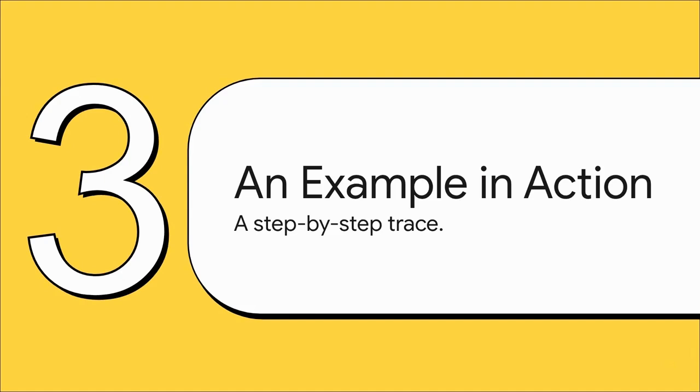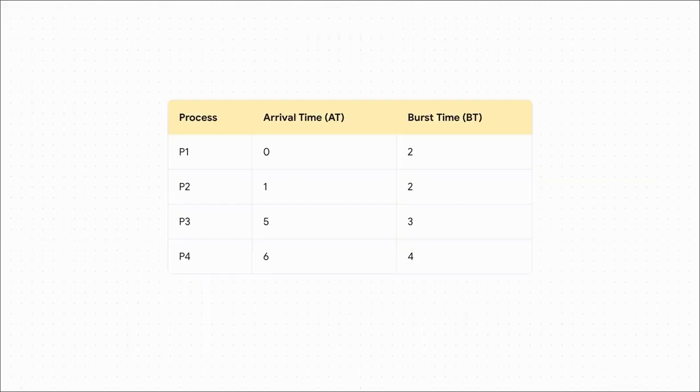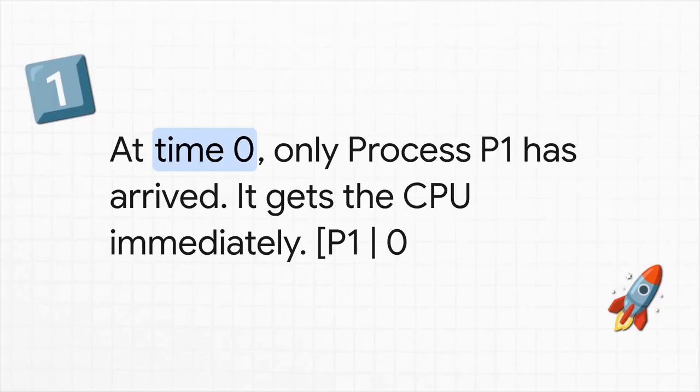We're going to trace a few processes and see what happens. So here's our setup. We've got 4 processes, P1 through P4. You'll see 2 key numbers for each. Arrival time, which is just when it shows up to the party, and burst time, which is how long it needs to run on the CPU. Let's map this out. To keep track of everything, we're going to use what's called a Gantt chart. Don't worry, it's just a simple timeline for our CPU.